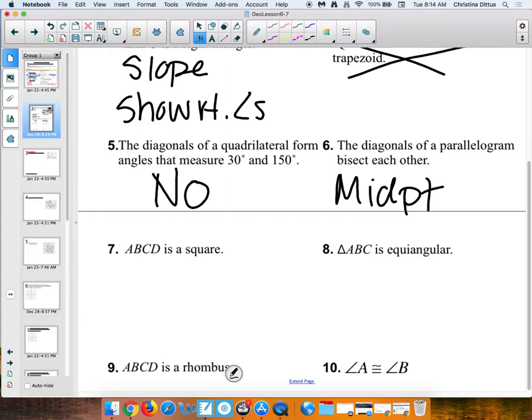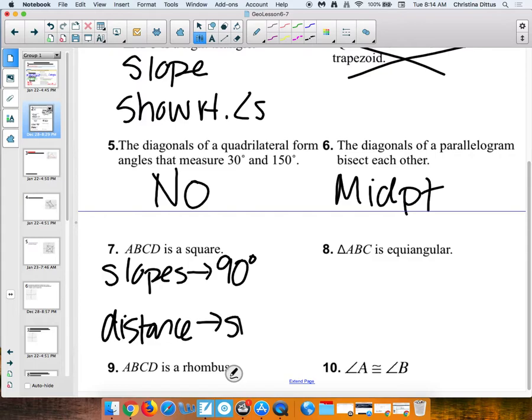Squares are the most specific quadrilateral. What do I know about squares? Equal. 90-degree angles, so let's work with 90s. For 90s, what do I need? Distance, midpoint, or slopes? Slopes, and that'll show 90 degrees. Okay, what else about squares? Equilateral, four sides. What about those sides? All of our sides are equal. How do I determine side length? Distance. So squares are tough because you have to do two things: slope and distance. And this will show sides are congruent.